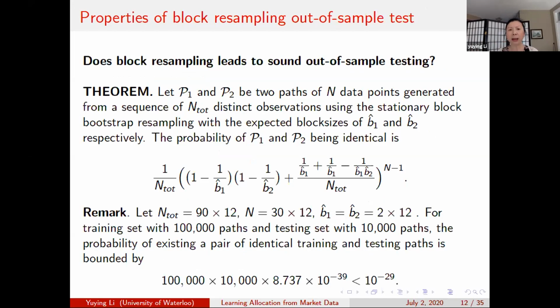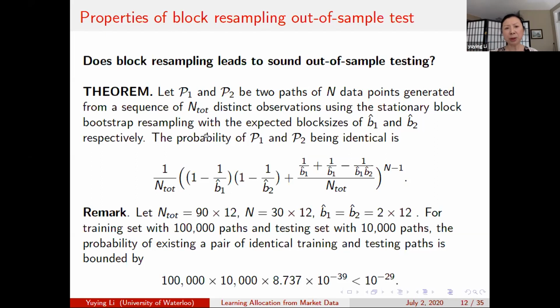Okay, so what I want to do is provide some support that the framework we are conducting for learning and training is mathematically sound. The question I'm trying to answer is whether, when we use block resampling, it actually leads to solid out of sample testing. So what is this theorem trying to say?